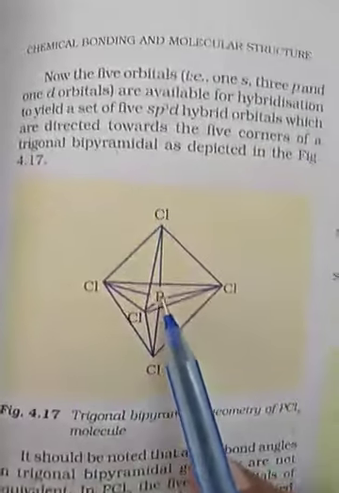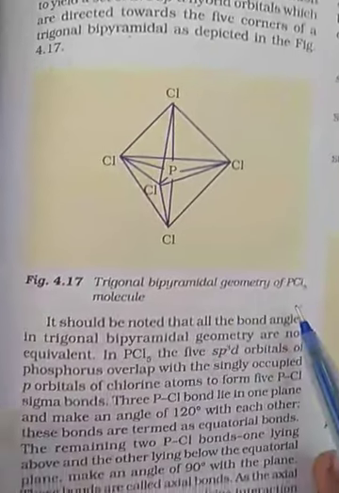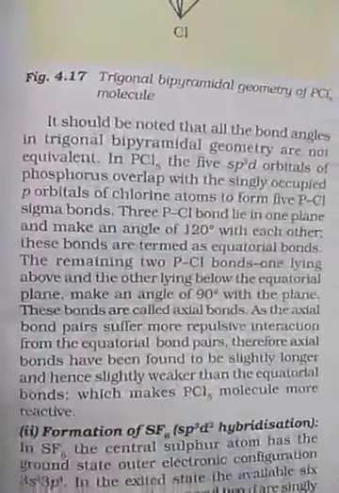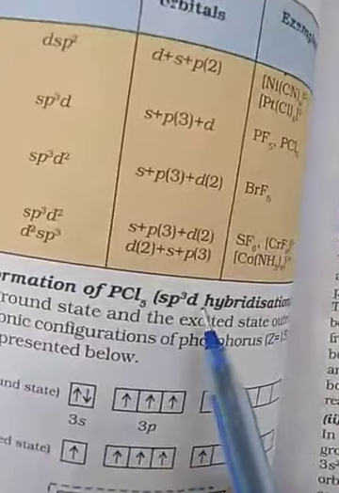See, so the shape of PCl5 is like that: trigonal bipyramidal geometry. Very easy. You can see the bond angles, axial positions and all. Now I am showing you another example of d orbital hybridization.